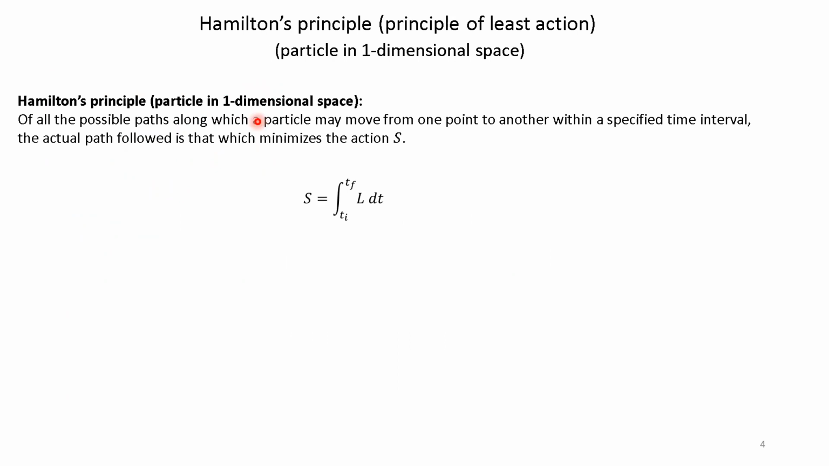So now here it comes to the principle of this action, which we call Hamilton's principle. Of all the possible paths along which a particle may move from one point to another within a specified time interval, from ti to tf, the actual path followed is that which minimizes the action S.